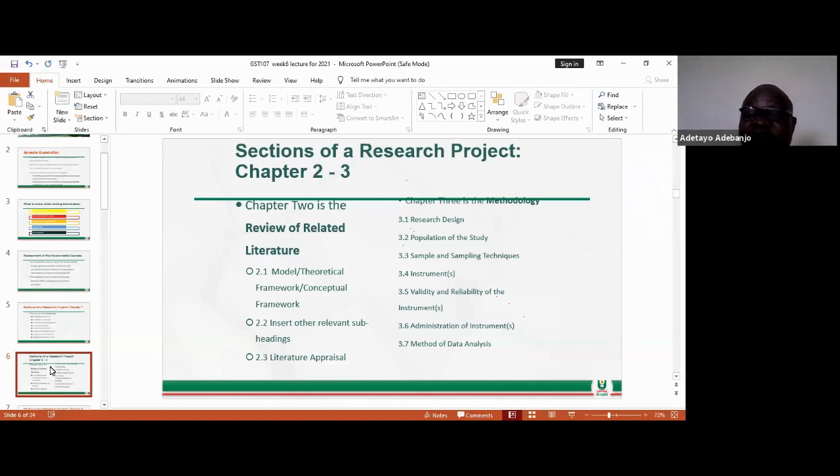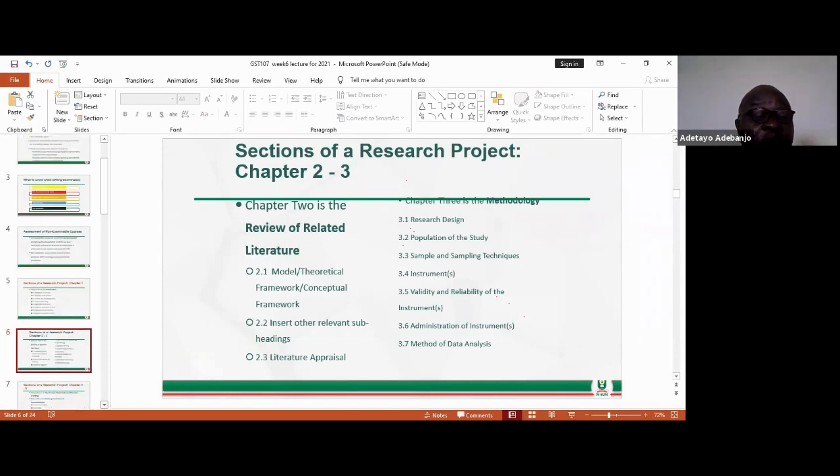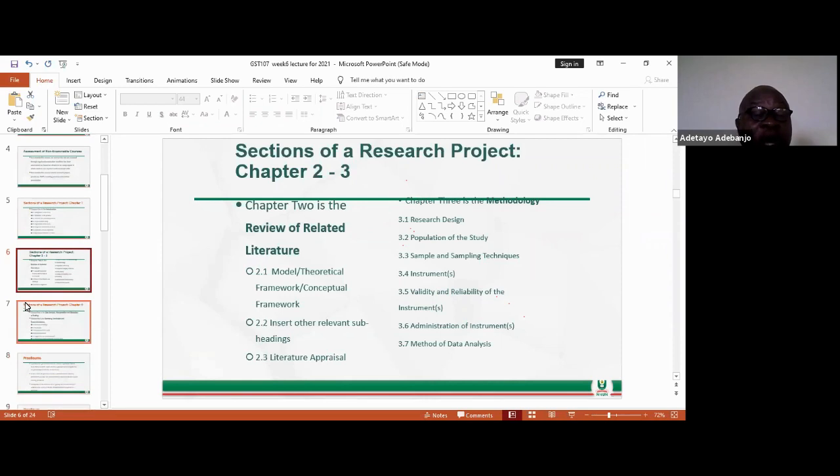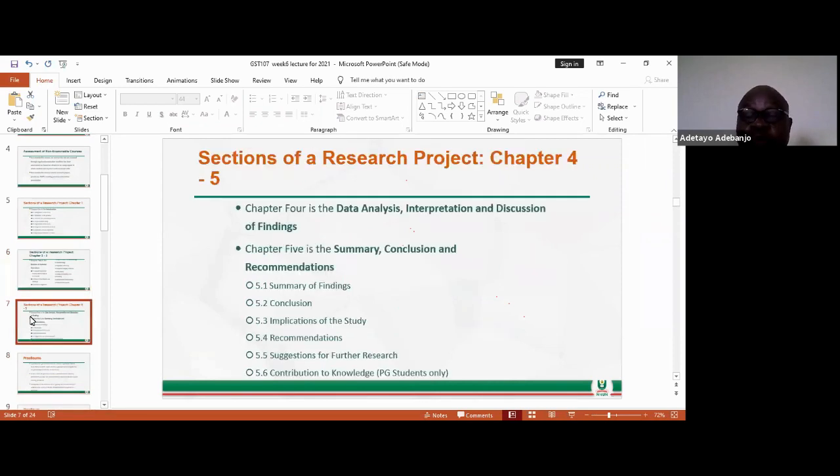Then your chapter 3, which is the methodology. Here you talk about the research design, population, sample and sampling techniques, instrument, validity and reliability of the instrument, and administration of the instrument. You will get much tips about it in your 300 level and 400 level courses, respectively, when you are writing your project. But since we said everything you pass through in National Open University will be revealed to you in this course, that is why we're giving you all the details, right from the gate to the day you graduate from the university.